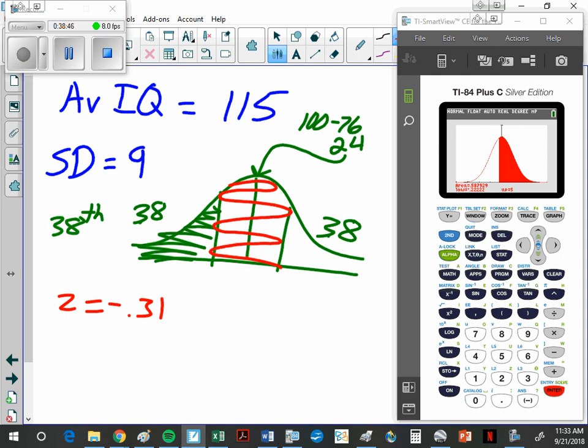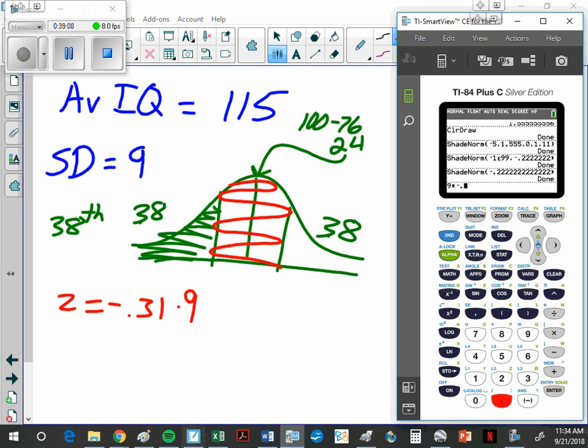Okay. What does negative 0.31 tell me? That's how many SDs below the average this person scored. But I don't want to know how many SDs. I want to know IQ points. How do I convert Z back into IQ points? Times it by the SD. So I multiply that by 9. 9 times negative 0.31. Now what does negative 2.79 tell me? That's how many IQ points this person is below average. So we're going to add 115, and we get 112.21.